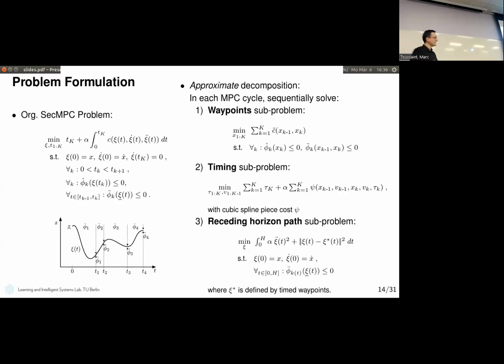Okay, some math. It's actually not so complicated math, but it's just a standard MPC formulation. So we have a control objective, and the control objective here is just the cost. We want to minimize cost over the trajectory. Xi here is the continuous time trajectory. That's standard. It's actually time optimal.